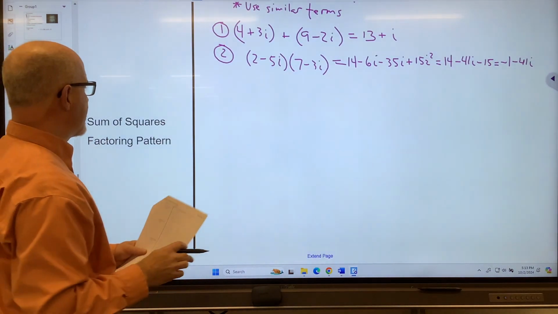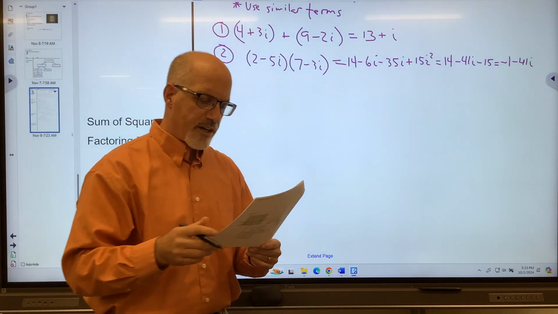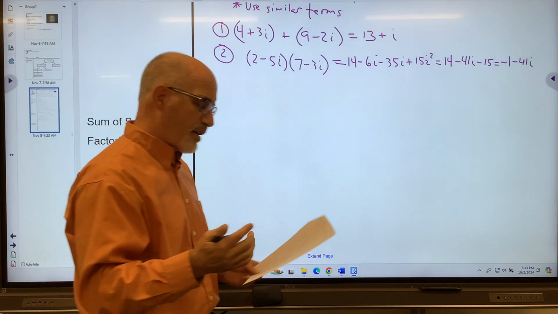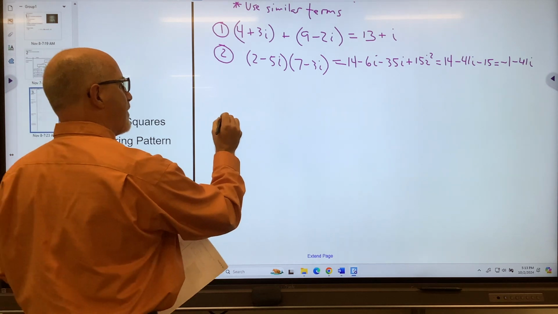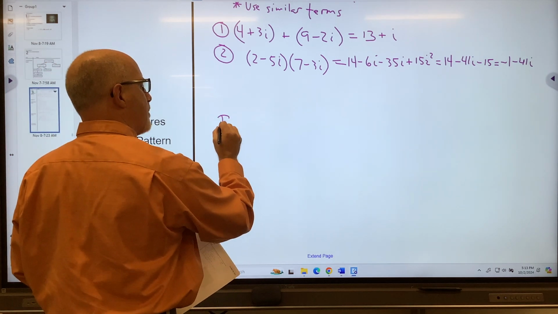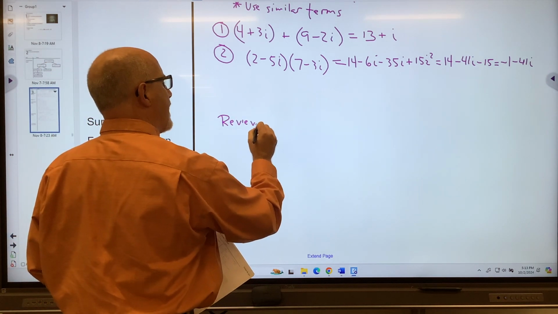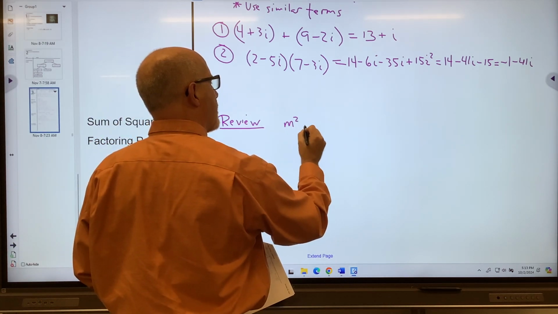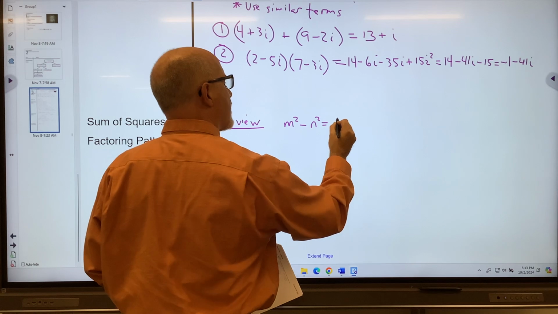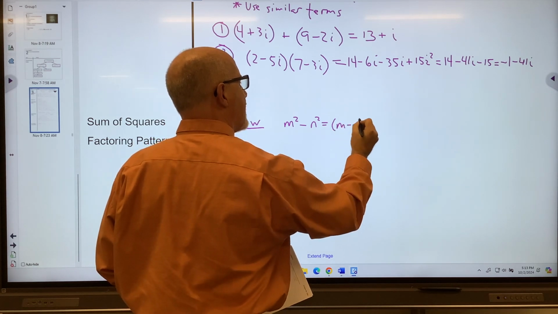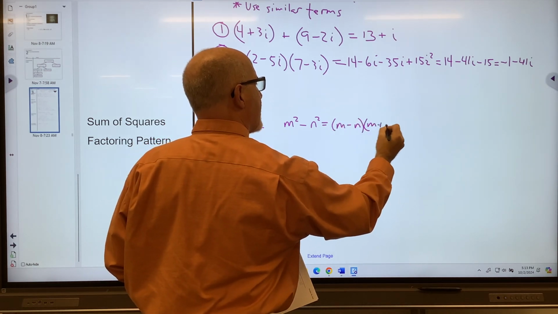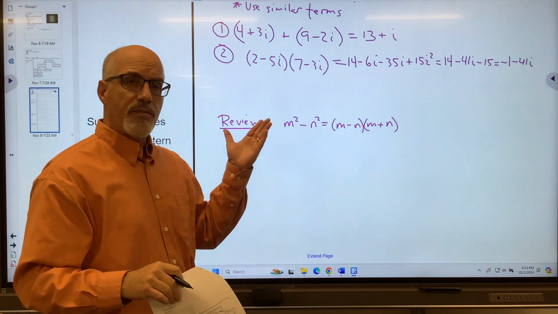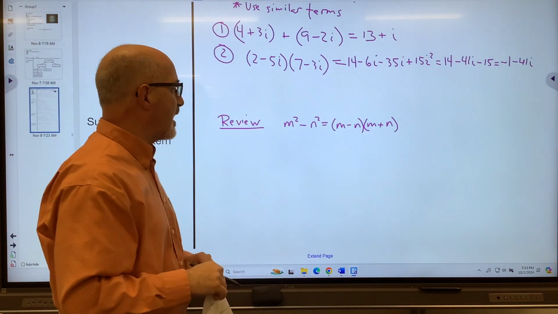All right, let's look at what's called the sum of squares factoring pattern. We now can do a new pattern for factoring. Just a little bit of review. We had the difference of squares factoring pattern. We had m squared minus n squared. We factored into m minus n, m plus n. Now, that's a pattern that you've used since algebra.